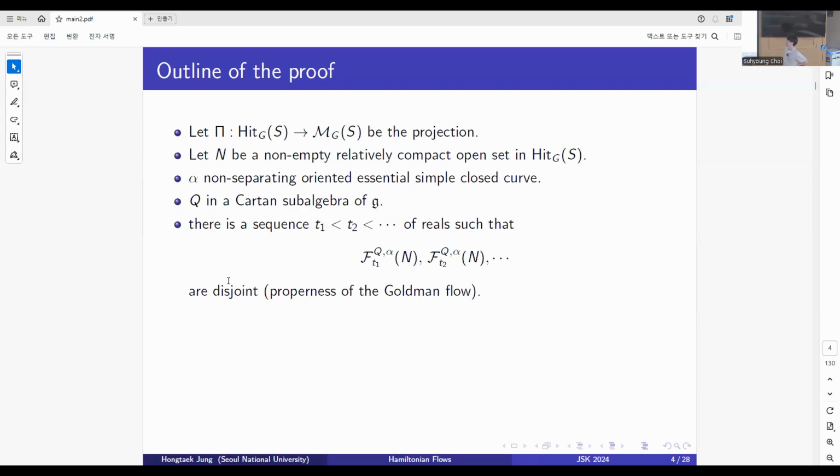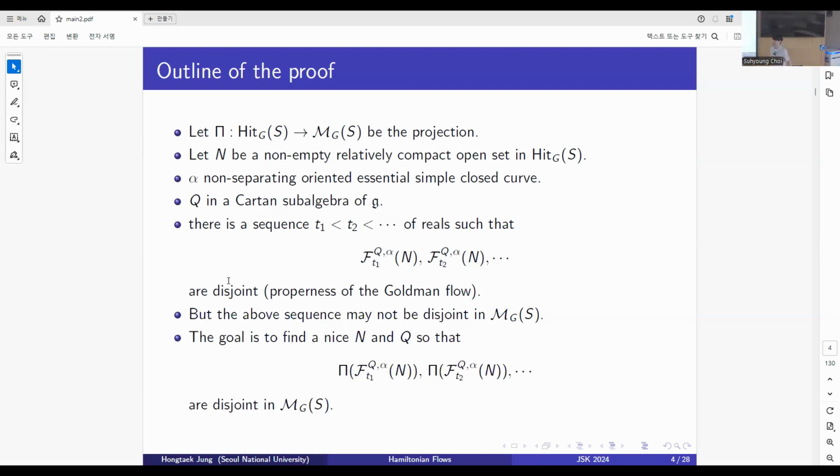And we show that Goldman flows preserve the Atiyah-Bott-Goldman symplectic form. So all of them have the same Atiyah-Bott-Goldman volume. So up to this point, we are very happy because if these sets are disjoint at the level of moduli space, then we actually win the game. But there's no reason for this. So these sets are not necessarily pairwise disjoint at the level of moduli space.